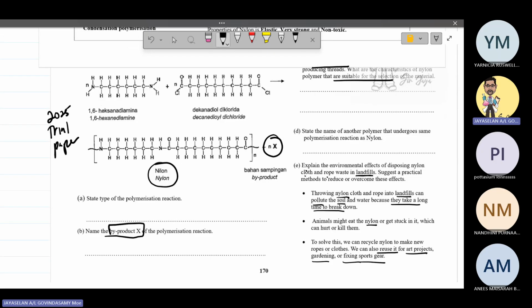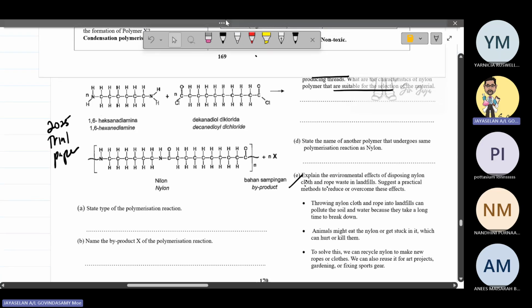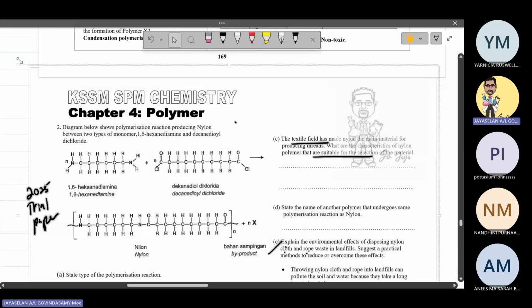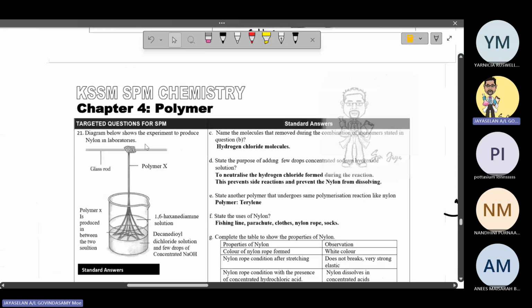I take the question and modify it a bit. I already modified it here and I already added the answer also. So you don't need to think of the answer, I already put the answer. Okay, so we discuss this one first.